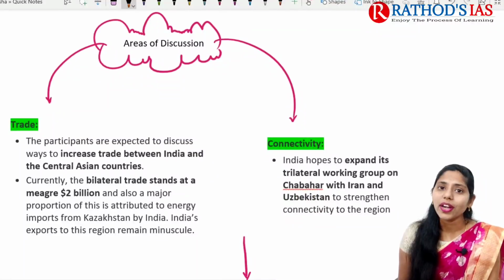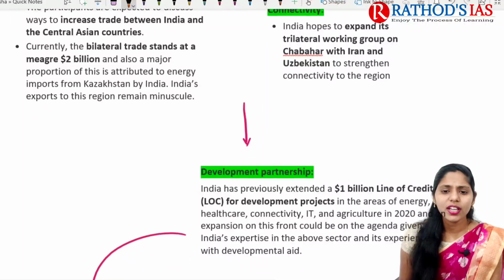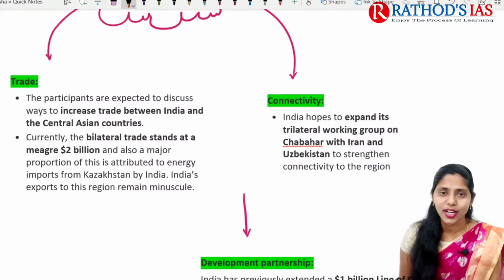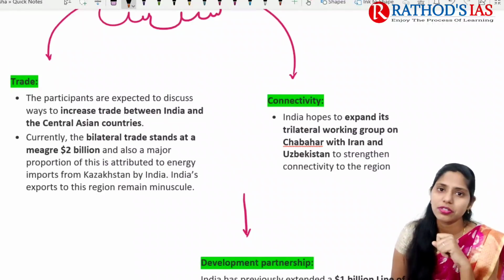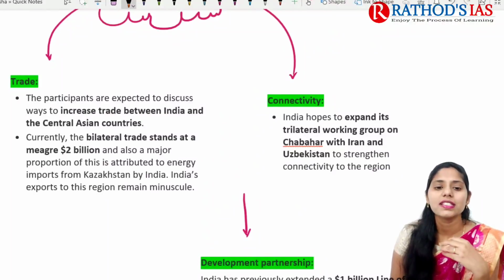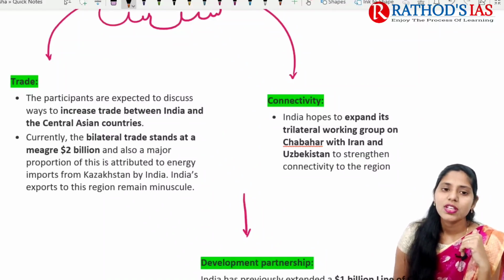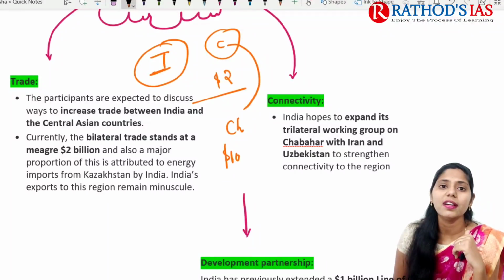Some important areas of discussion include trade, connectivity, development, and people-to-people contact. Let us talk about them one by one in detail. First, trade. The participants are expected to discuss ways of increasing trade between India and the Central Asian countries. Trade between India and the Central Asian countries is just $2 billion, whereas trade between the Central Asian countries and China is about $100 billion.